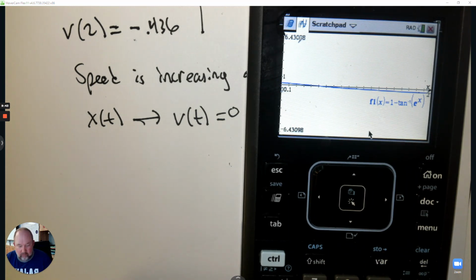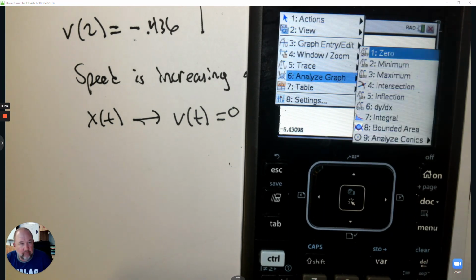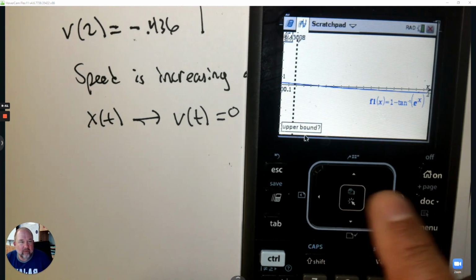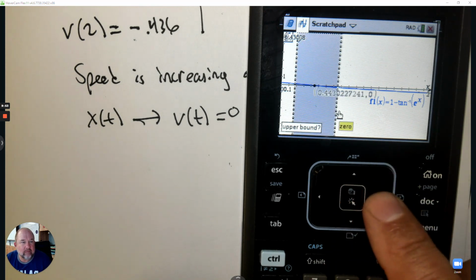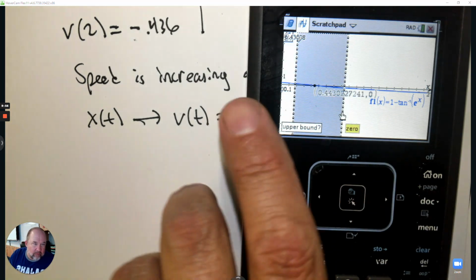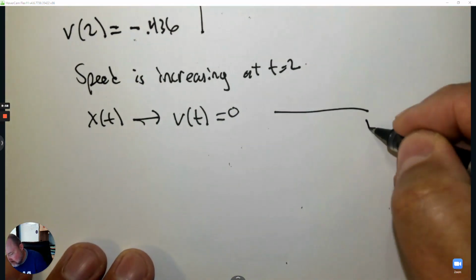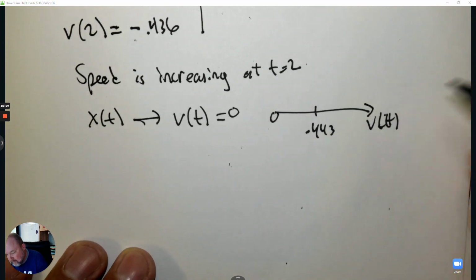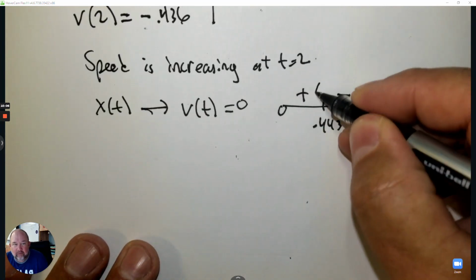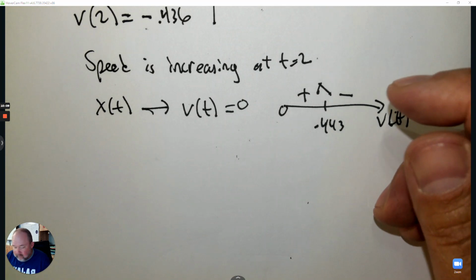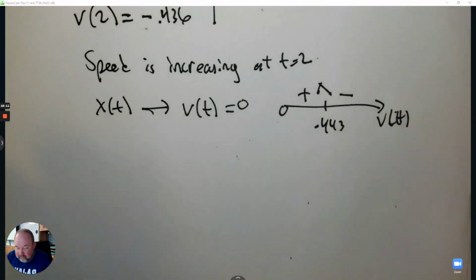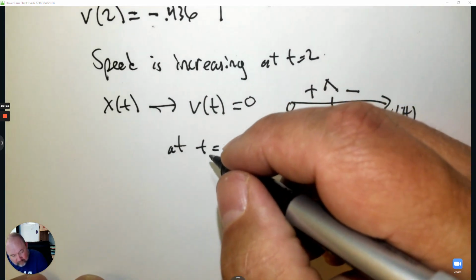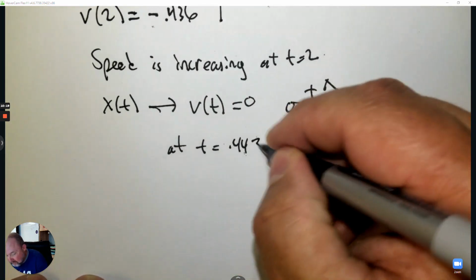And so if I go menu, analyze, zero, where does it cross right there? So to the left of it and then to the right of it, it's going to highlight over it. So I got 0.443, and it goes from above to below. So that's a maximum. So the question is, find the time at which it reaches its highest point. So it's at t equals 0.443. There's not even units given.